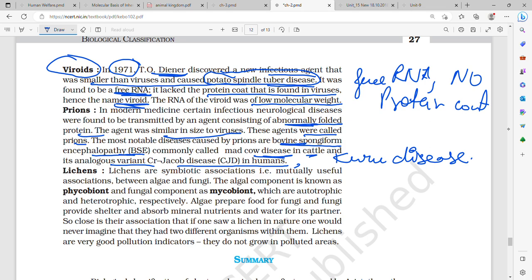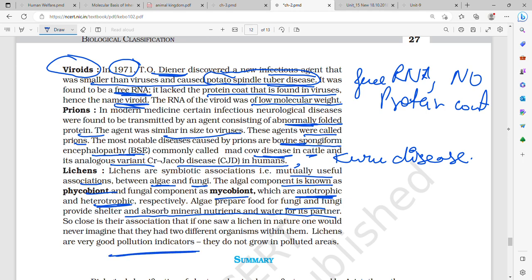Lichens are symbiotic associations, that is, mutually useful associations between algae and fungi. The algal component is called phycobiont and the fungal component is called mycobiont. The algal component is autotrophic and gives food and nutrition to the fungal component, and the fungal component is heterotrophic and depends on the algae. Algae prepare food for fungi, and fungi provide shelter and absorb mineral nutrients and water for the algae. So close is their relationship that if one saw a lichen in nature, one would never imagine that it had two different organisms within it.